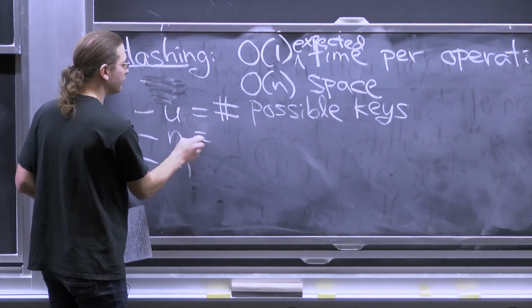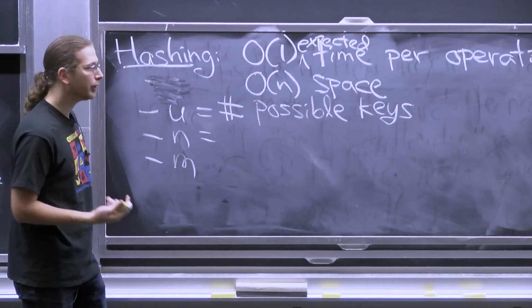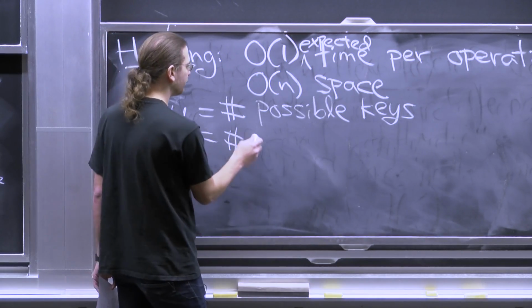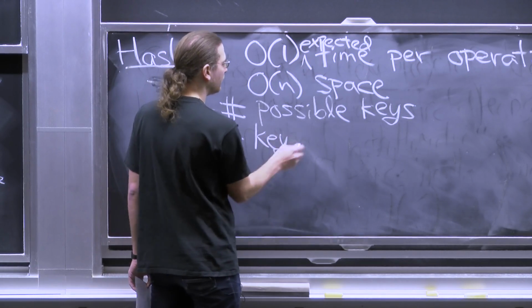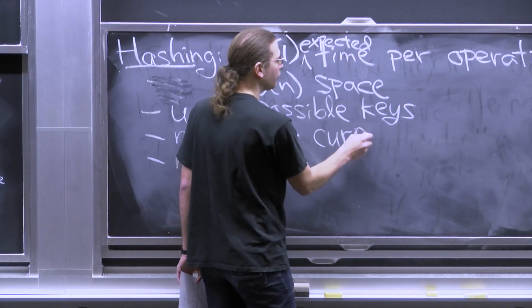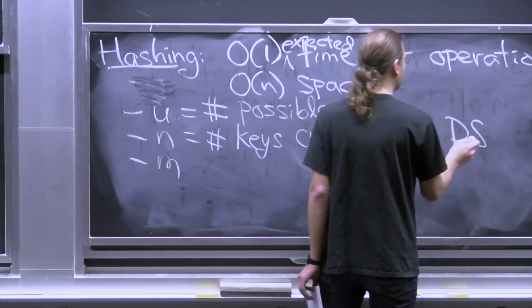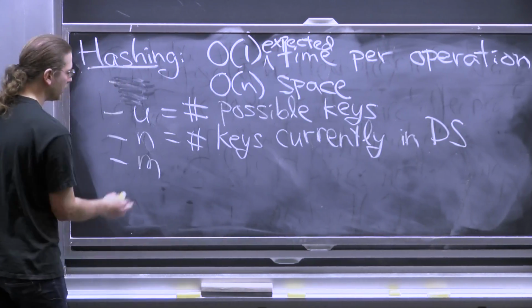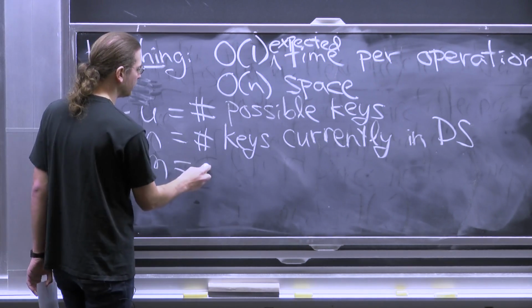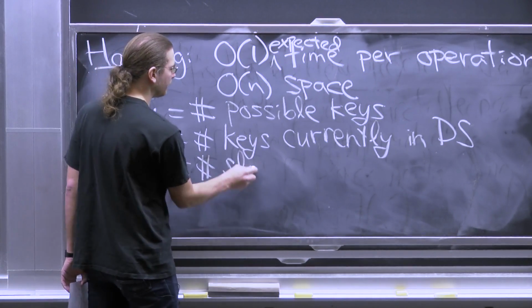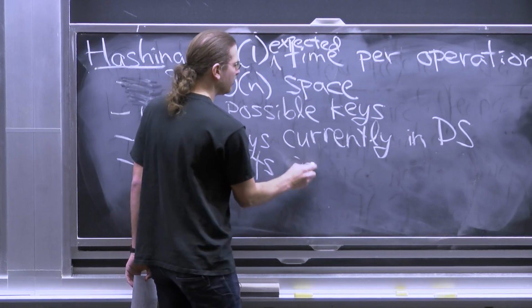N is the size of the set you're currently storing, so that's the number of items or keys currently in the data structure. And then M is the size of your table, say the number of slots in the table.